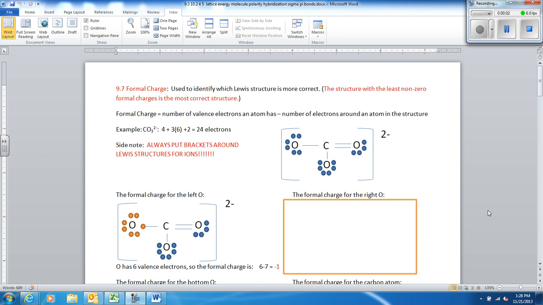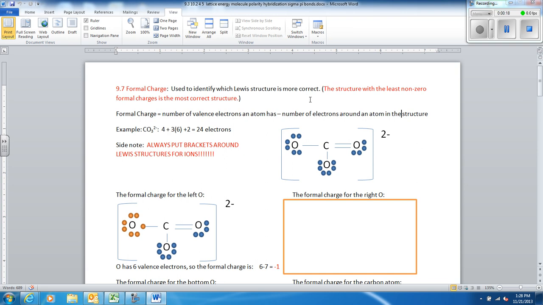Okay, so today we're going to do formal charge and a few other things as well. All right, formal charge is, here's your definition of it right here. It's your valence electrons minus the number of electrons around an atom in a structure. I'll show you how to do that.